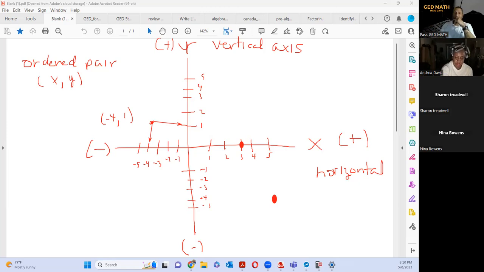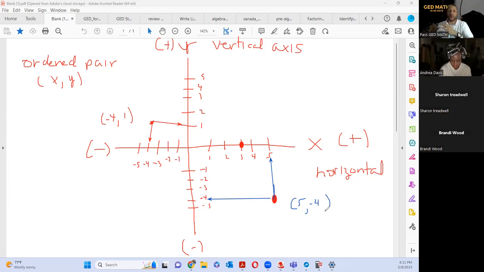So if we look at this point here, I'm going to change my color to blue a little bit. Again, I want my X first. Let me do the arrow. Okay. My X is what? 5. And my Y is what? -4. So this point will be 5, -4.